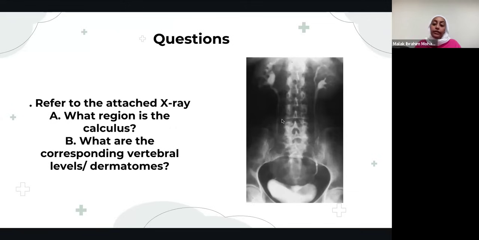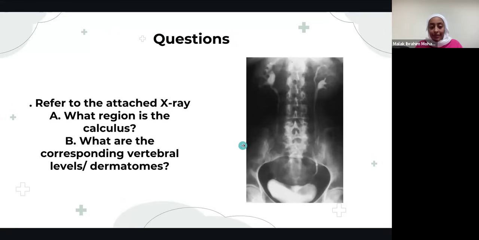Okay, I'll give you 20 more seconds. Try to remember what the dermatomes are. I got this question from a previous final, but they do ask about the dermatomes.